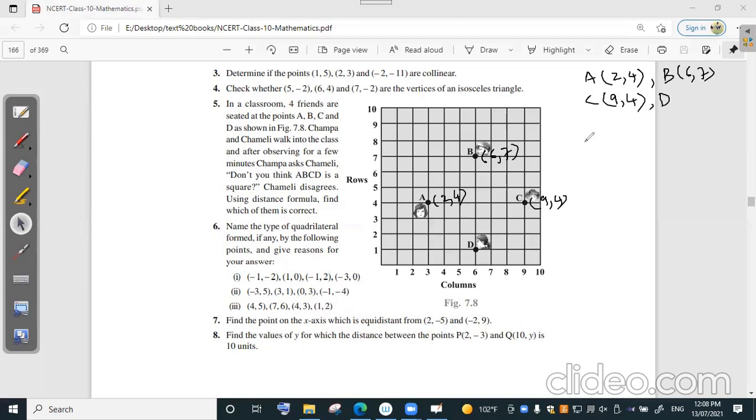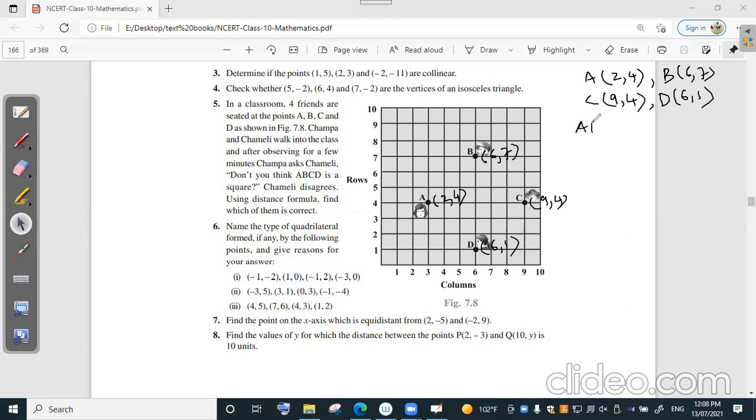and D is 6 and 1. We have to find out whether they are sitting in a square or not. So we will find all the lengths AB, BC, CD, DA. If all are equal, then it is a square.